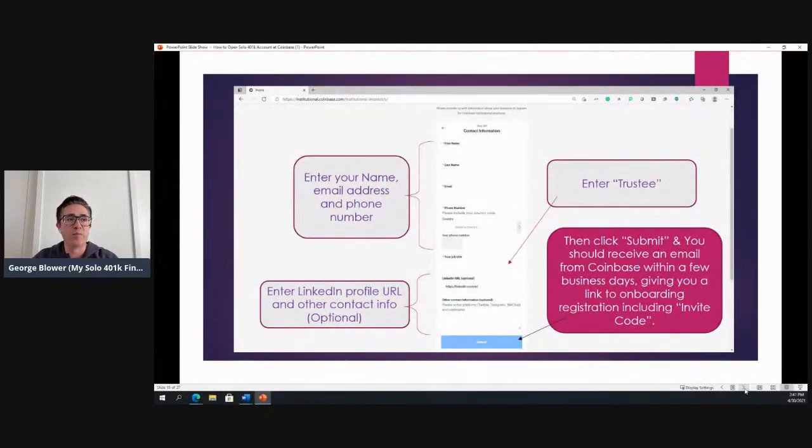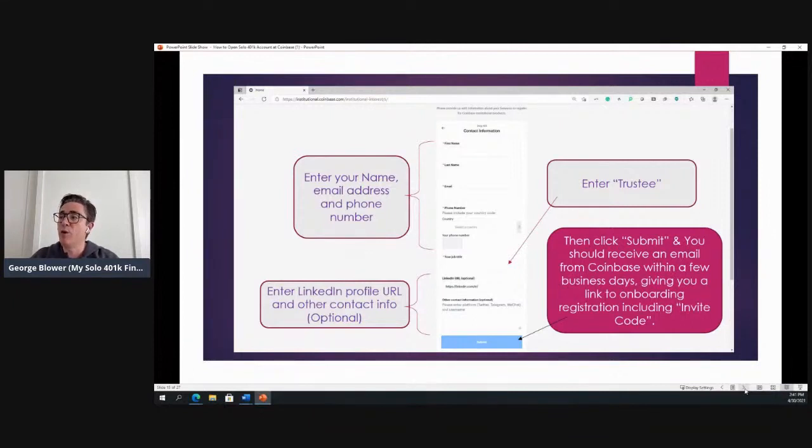Then click next. You will then be prompted to enter contact information. So here you would enter your name, email address, and phone number. You would enter trustee as your title, since you are the trustee of the plan. If you would like to, you can enter your LinkedIn profile and other social media contact information, and then you'll be able to click submit.